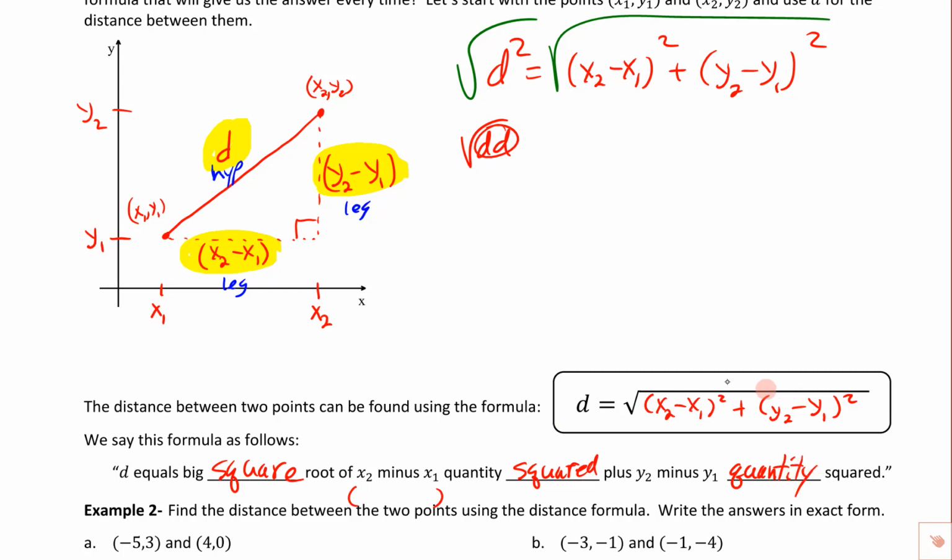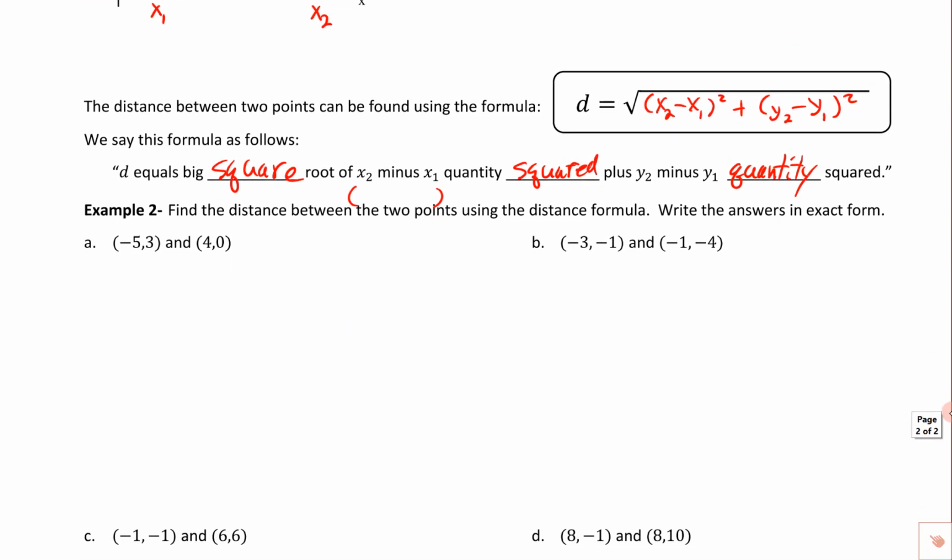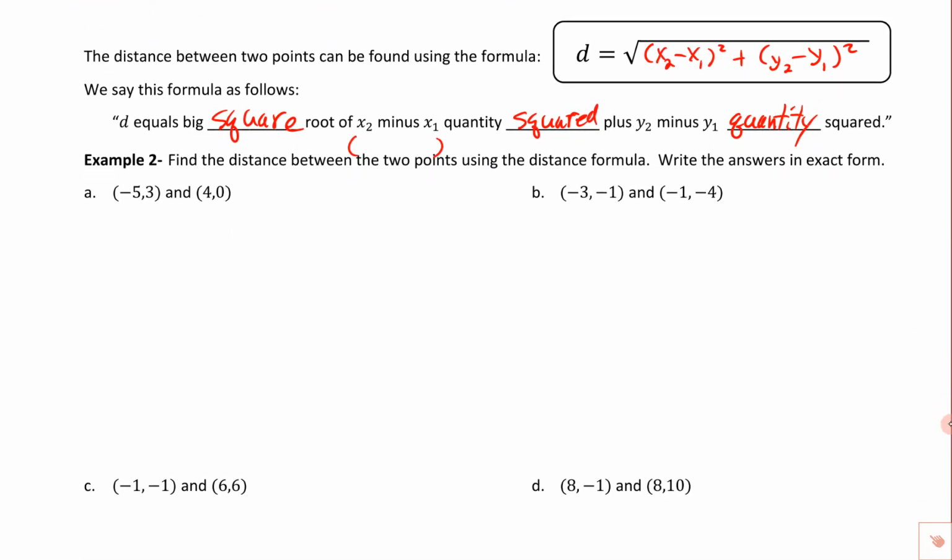So again, this is the formula. If you're a good visual learner and you can just remember what the formula is, you do have to have this memorized. But if you're an auditory learner, or you learn better with words than with pictures or symbols, you might want to think this: the distance formula is d equals big square root. So we do this big giant square root, x2 minus x1 quantity squared, so we put that in parentheses and square it, plus y2 minus y1 quantity squared. That's what it looks like, and that's the formula we're going to use. Now the cool thing about this is that it doesn't require us to graph anything.